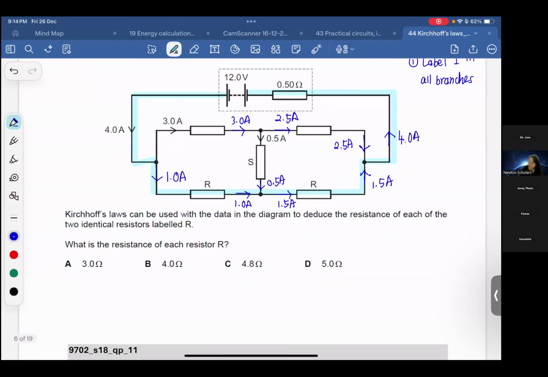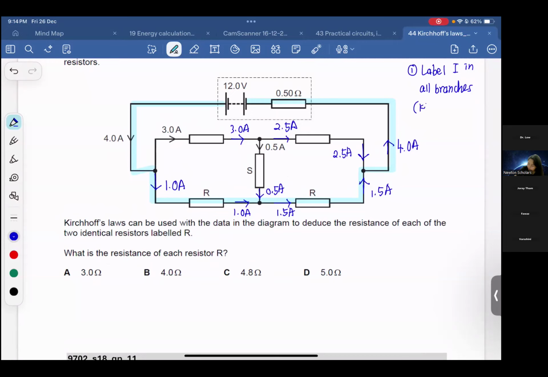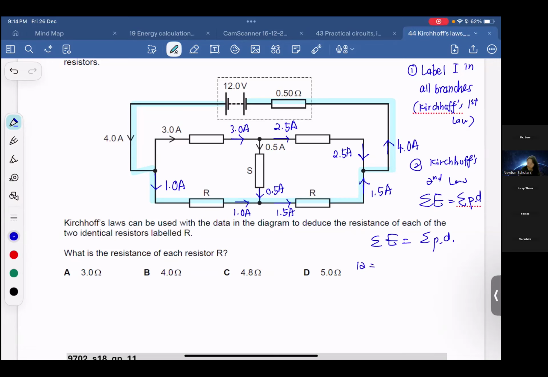Wesley, correct. Yes. Okay, so we're using Kirchhoff's first law. Second part, Kirchhoff's second law. The EMF equals the potential difference. So total EMF is 12. Potential difference is 1.0 ampere times R plus 1.5 times R.